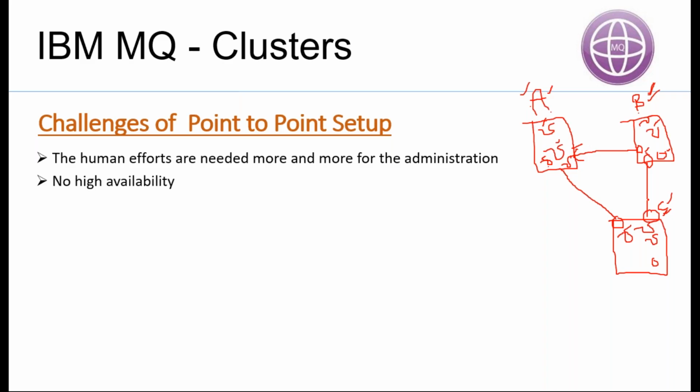Now, the second challenge is that there is no high availability. In the point-to-point setup, let's assume A and B are connected to each other. A is a normal application that connects to a queue manager. If application A is down, that's fine, it does not impact any business. But the receiving application B is a very, very critical application. If B does not receive any messages for 1 hour, let's assume there is a financial loss to the organization. So the application connects to queue manager B, and it has that much impact on the business.